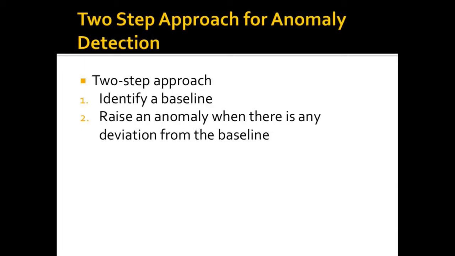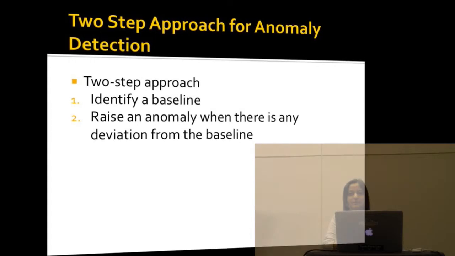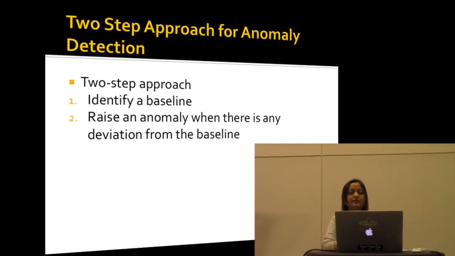So basically, we always apply a two-step approach for anomaly detection in case of metrics. The first step is to identify a baseline. By baseline, I mean you have to define what the normal behavior of your data is. And the next step is, once you define the normal behavior of your data, you have to compare your data with the normal behavior. And if there's a deviation from the normal behavior, then you raise an anomaly.